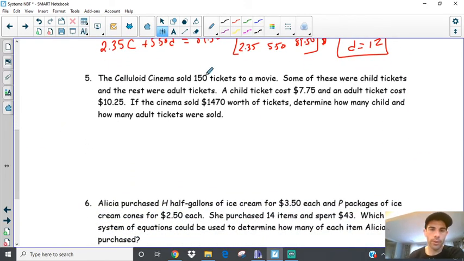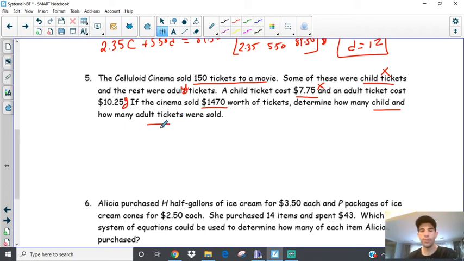So the Celluloid Cinema sold 150 tickets to a movie. Some of them were child's tickets, okay, call them X, and the rest were adult tickets, we'll call them Y. A child's ticket cost $7.75, and an adult ticket cost $10.25. If the cinema sold $1,470 worth of tickets. Determine how many child and how many adult tickets were sold.